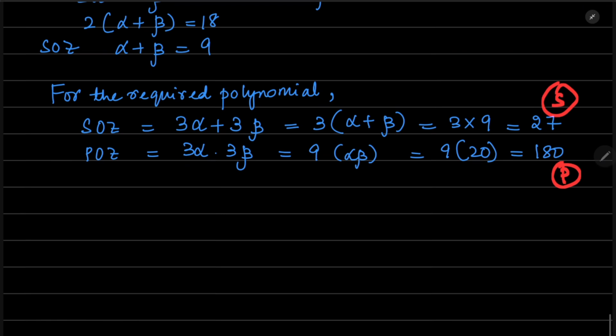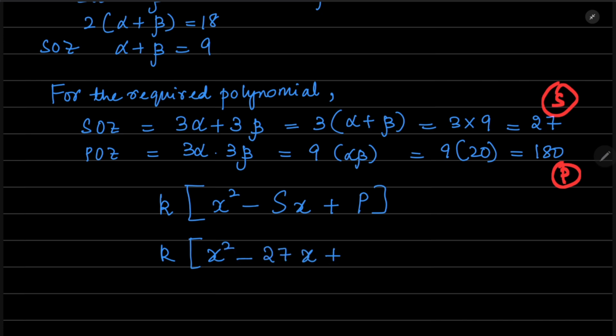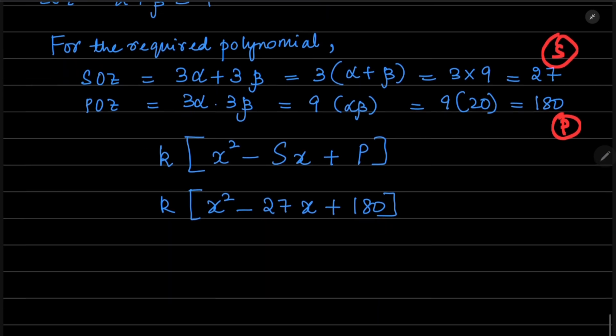Now what is the formula? If you know the sum of the zeros and the product of the zeros, how can you write the quadratic polynomial? It is very easy: k multiplied by x square minus sx plus p. So k multiplied by x square minus 27x plus 180. When k equals 1, you can just write the default value. When k equals 1, the polynomial x square minus 27x plus 180 is the required polynomial.